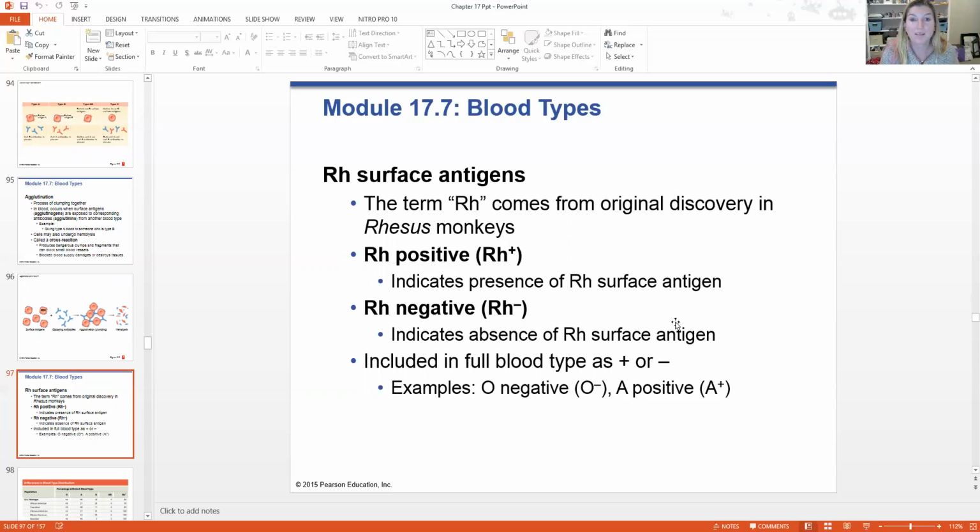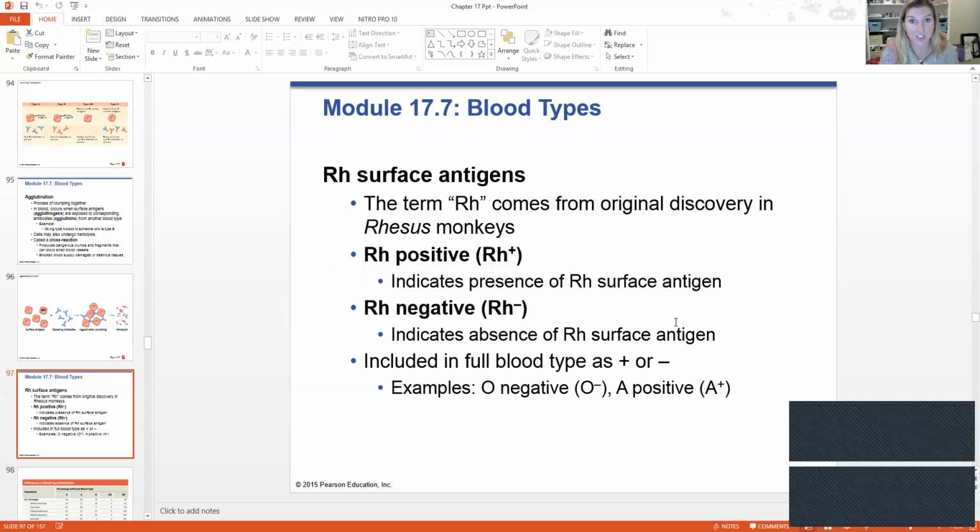So an O positive person, even though O is the universal donor, cannot give to someone who's AB negative, because someone who's AB negative does not have that Rh factor or that D antigen. Rh factor, D antigen, same thing. So O positive people can only give to other positive people. An O negative person can give to anybody because they don't have any antigens.